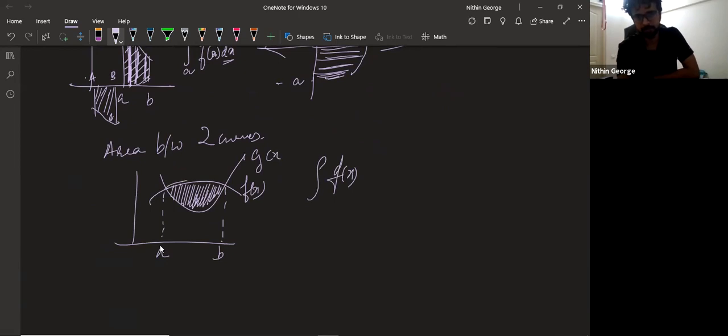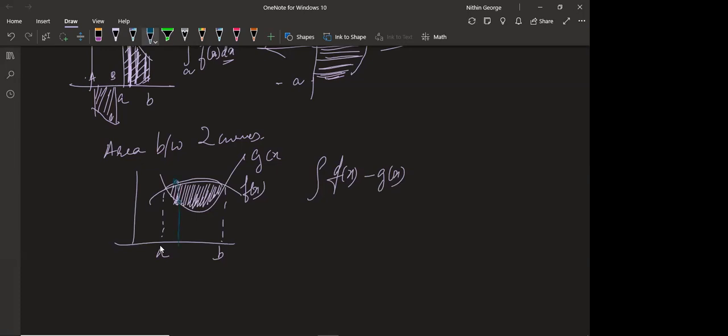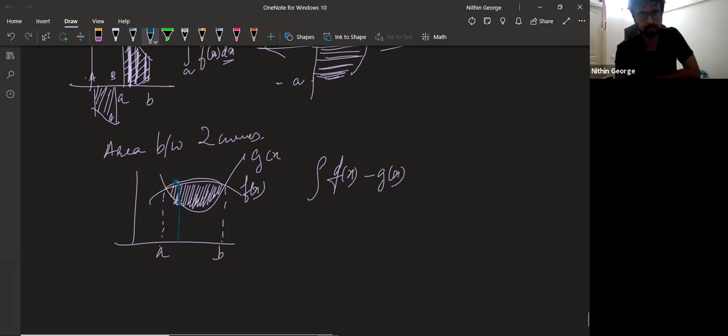Whichever is greater. F of x is greater, right? F of x minus g of x. Basically, this height minus this height. So you'll get this length here. Similarly, you'll get this length here, and this length, and this length, like this. You find the area here from A to B. Area between two curves: you find your points of intersection and integrate within that. Is this clear?